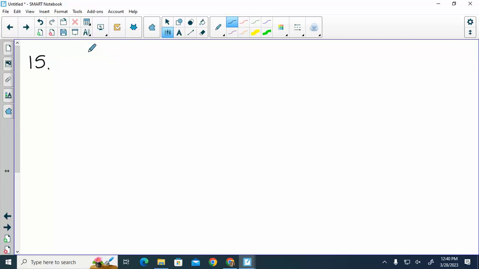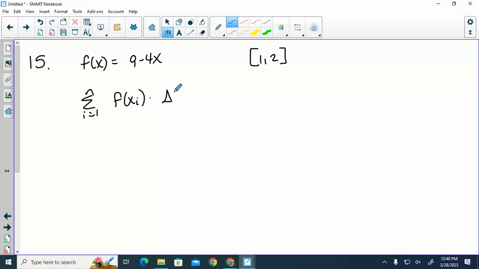All right, so problem 15. It tells us that f of x is 9 minus 4x. We want to find the area of the region from 1 to 2 by first computing the sum from 1 to n of f of x sub i times the change in x. So if I'm going to do this, I have to find the change in x and x sub i. So what is my change in x? 2 minus 1 over n, so 1 over n.